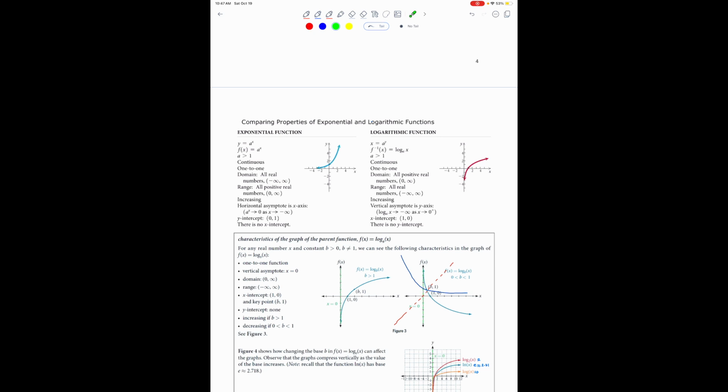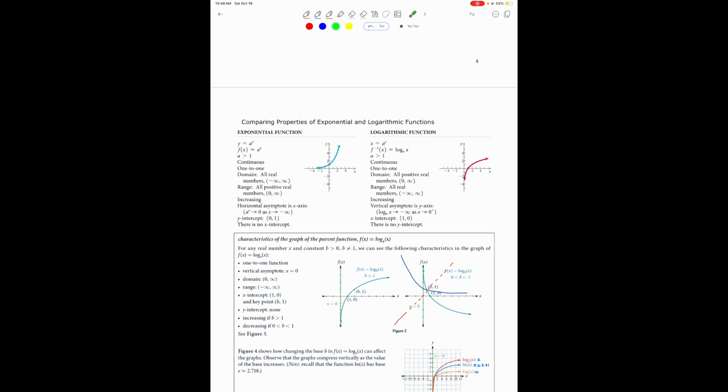The function is increasing. The horizontal asymptote is the x-axis, or the line y equals 0. We notice that as x approaches negative infinity, or on the left side of x, the graph will approach the line y equals 0. The y-intercept is (0, 1). There are no x-intercepts. So we don't have an x-intercept in that case.